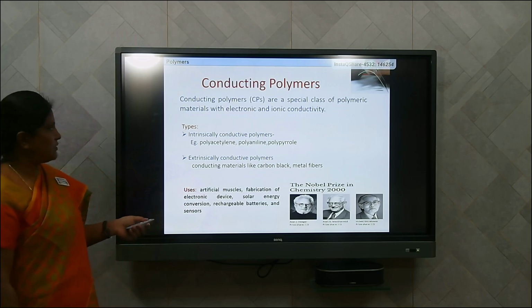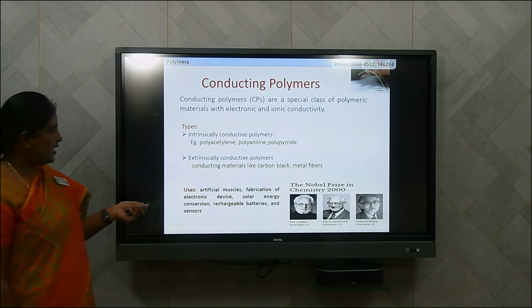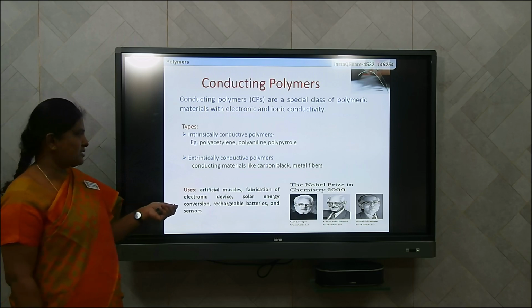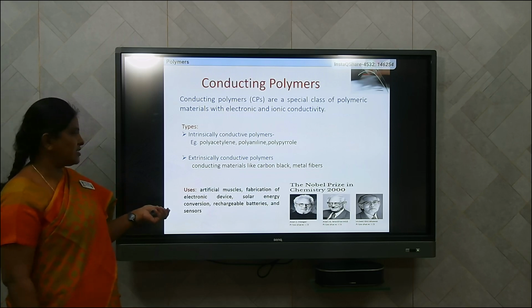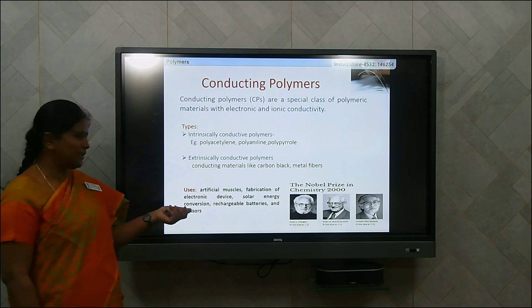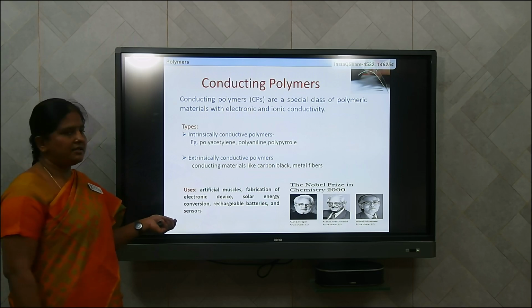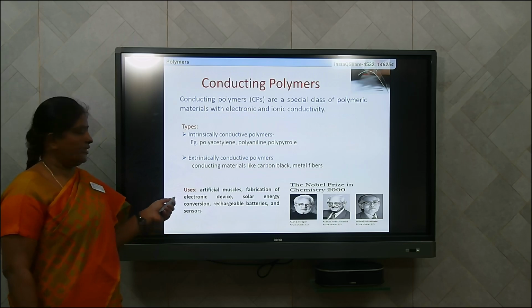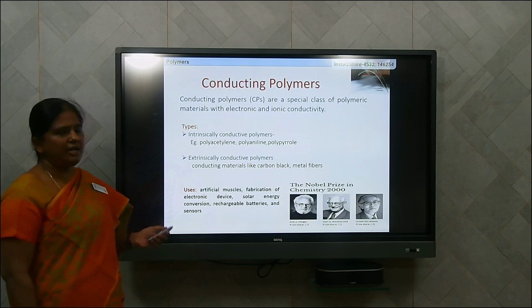What are the uses of conducting polymers? Here you can see artificial muscles, fabrication of electronic devices, solar energy conversion, rechargeable batteries, and sensors. So in these devices we can use conducting polymers.